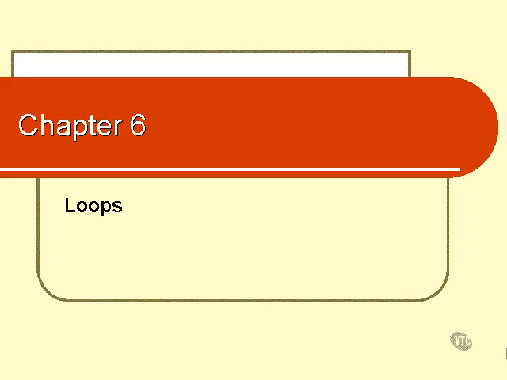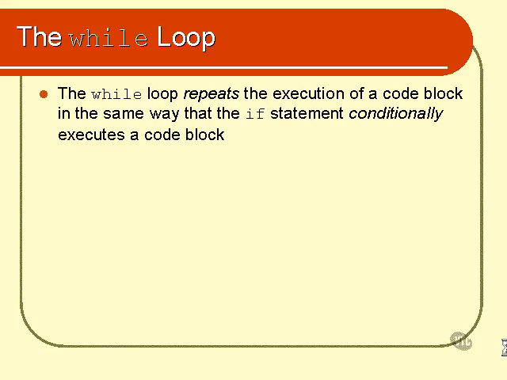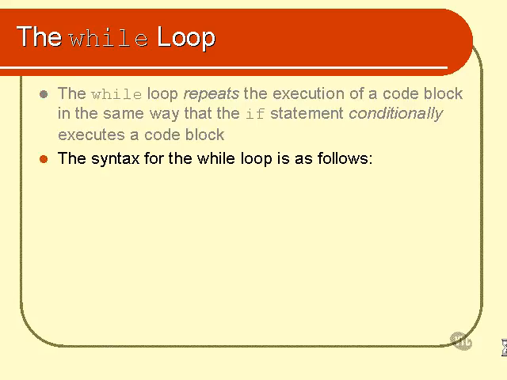Anyway, let's begin. We'll start with the while loop. If you're very comfortable with the if statement and the way it conditionally executes a block of code, then you'll probably be fairly comfortable with the while loop. It's very similar to the if statement. It actually just simply repeats the execution of a block of code in the same way that the if statement conditionally executes the block of code, in other words, based on the exit status of one command at the top of the loop. And it looks like this.